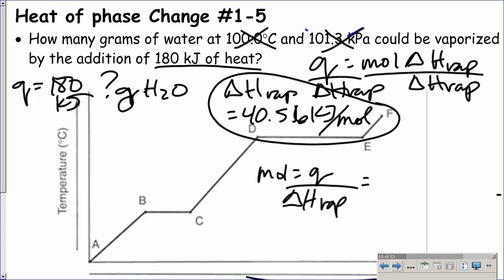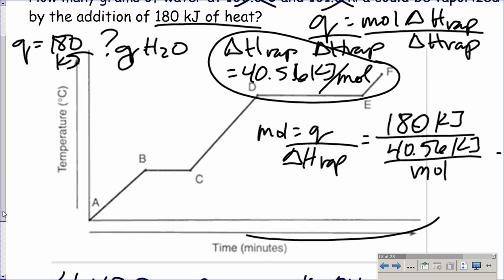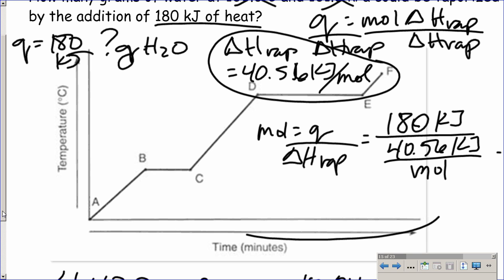What's Q? What's the value for Q? 180 kilojoules. And what's the value for delta H vap for water? 40.65 kilojoules per mole. What cancels? Kilojoules. Where does the mole go? What happens to the denominator of the denominator? It goes to the top. So your moles, it was like 4 point something.